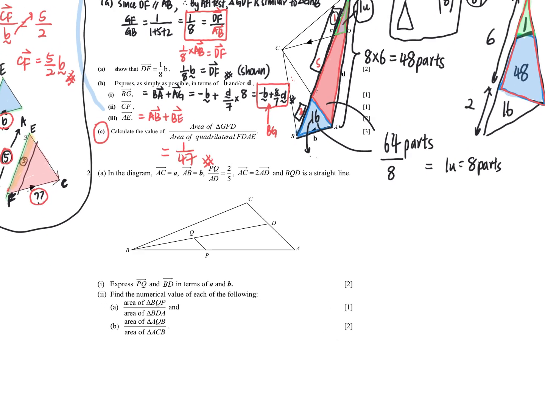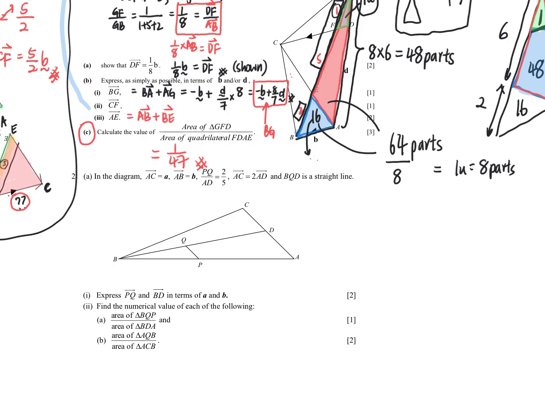Okay, next one. This one, PQ, AC is A. So let's write it down first. This whole thing is A. AB, this part is B.